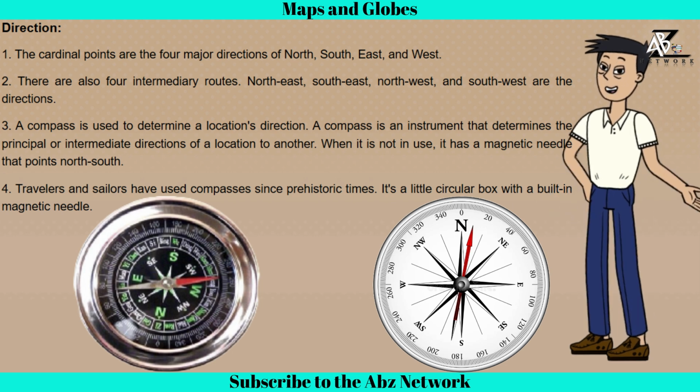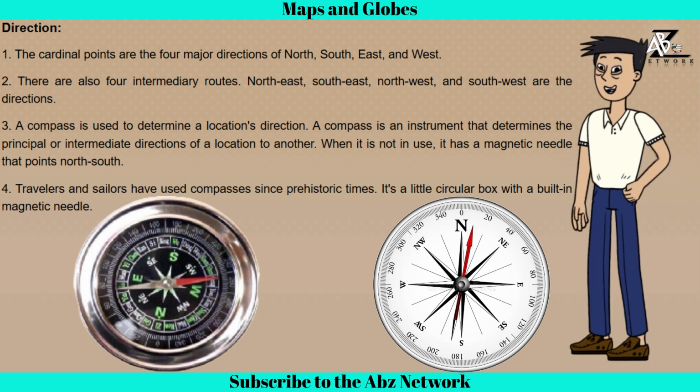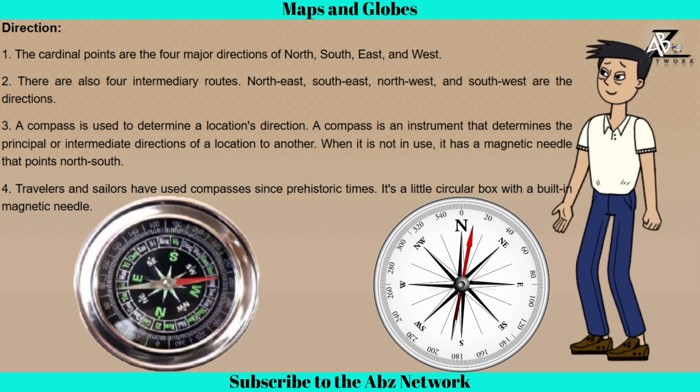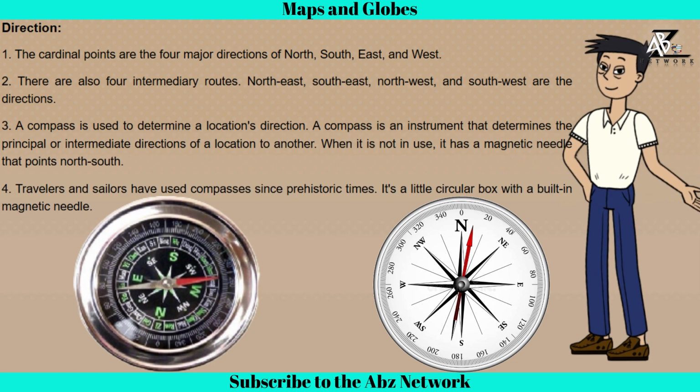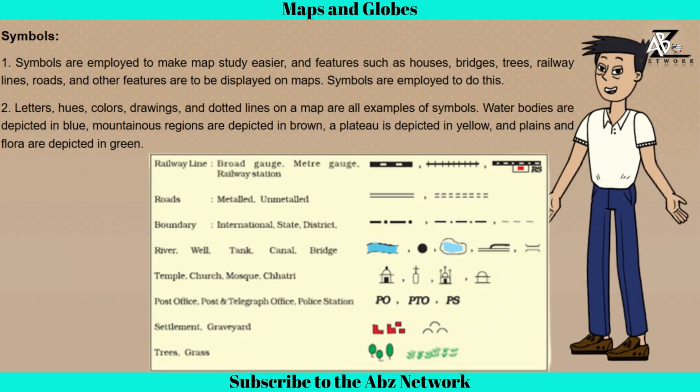Fourth, travelers and sailors have used compasses since prehistoric times. It's a little circular box with a built-in magnetic needle. Now the next component of a map is symbols.